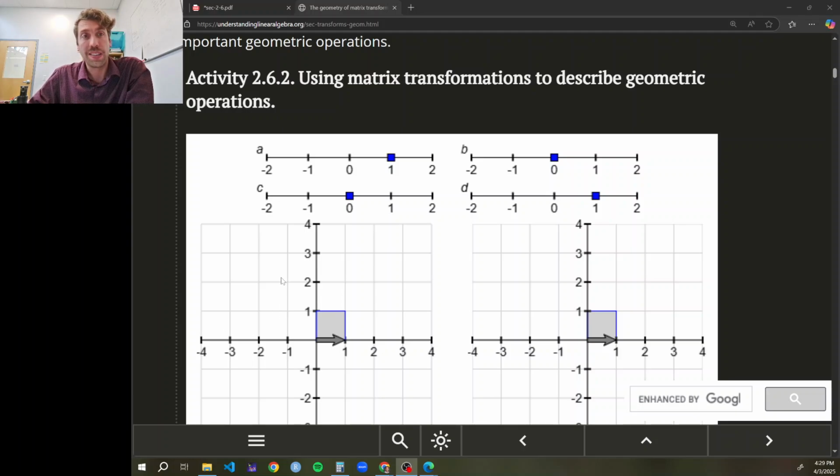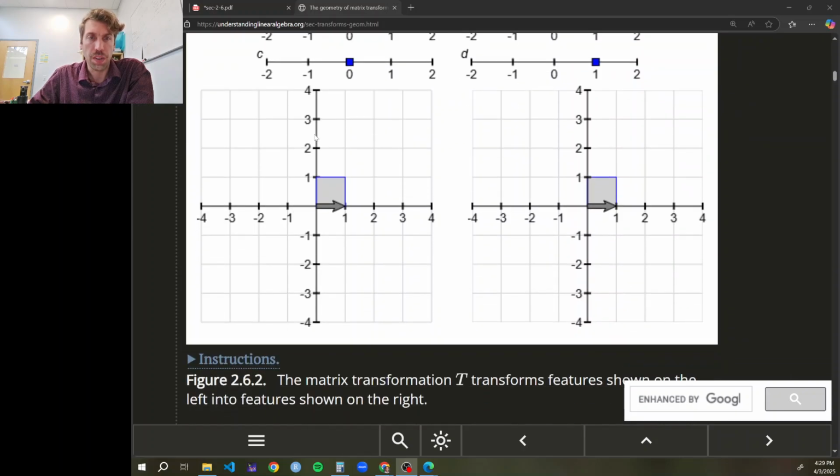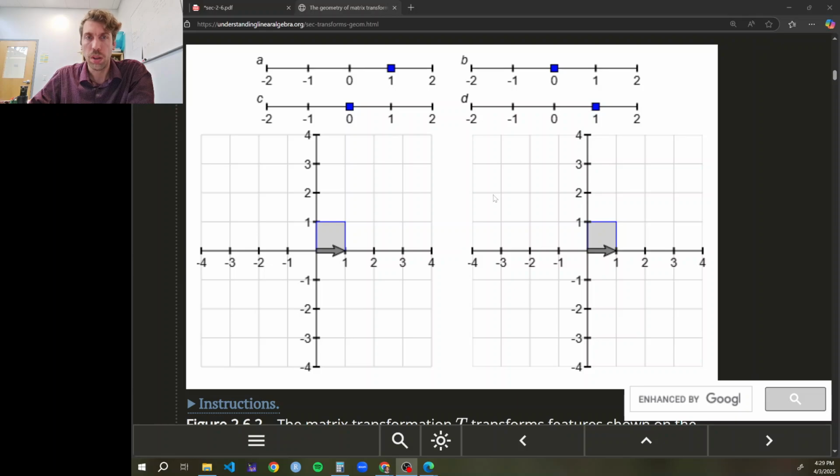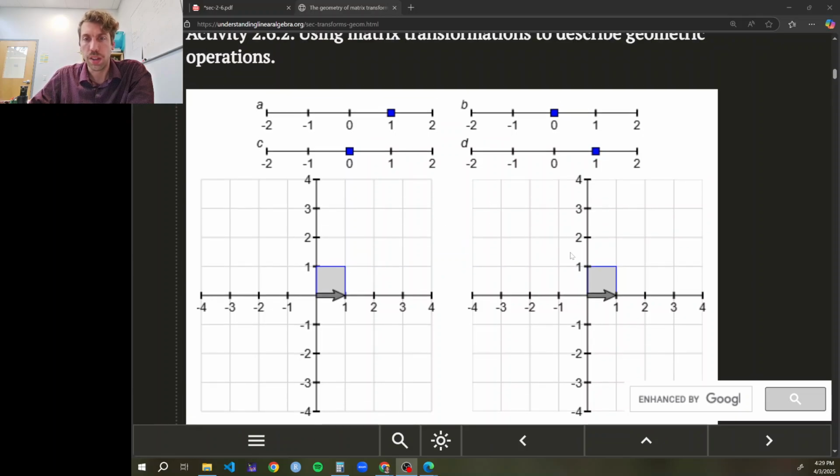Okay, so next is activity 262, using matrix transformations to describe geometric operations. So here on the left, we have a plane, and we have a little box showing what is going to happen to the area. And then we've got an arrow to try to show the orientation of the box. And then over here, we've got the same box, the same arrow, because from here to there, we're applying the matrix A, B, C, D.